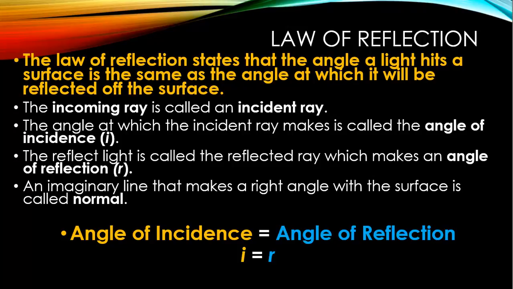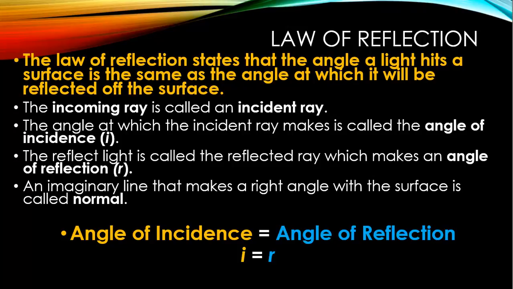There's a couple of important terms that you have to know. An incoming ray is called an incident ray. The angle that the incident ray makes is called the angle of incidence. We represent this here with an I. The reflected light is called the reflected ray, which makes the angle of reflection, represented as R, and the imaginary line that makes a right angle with the surface is called the normal.